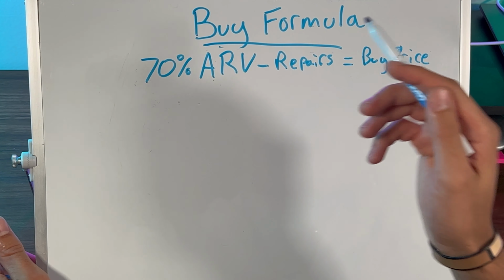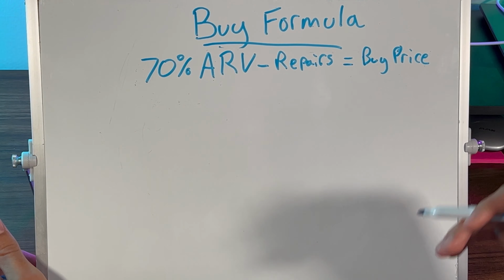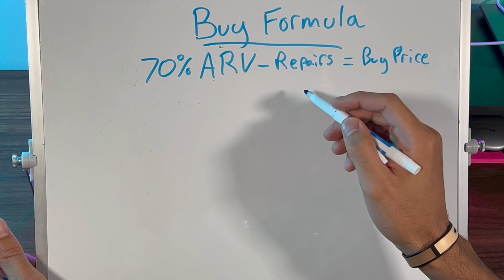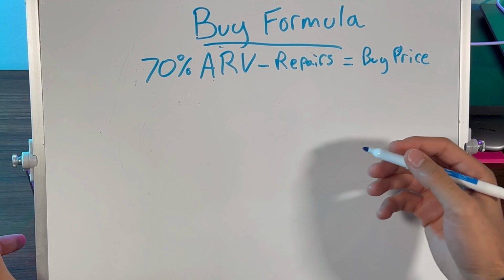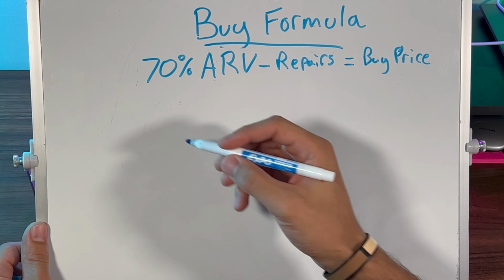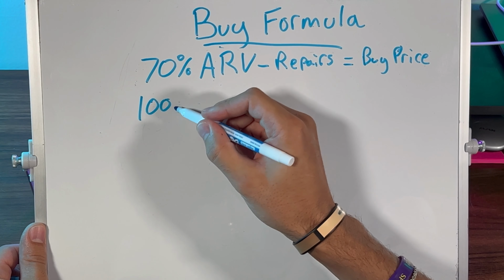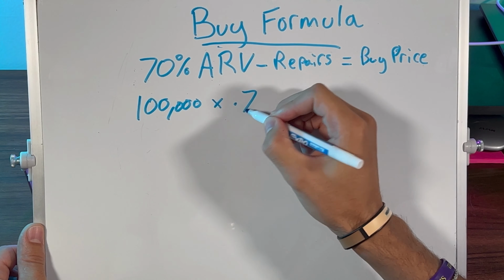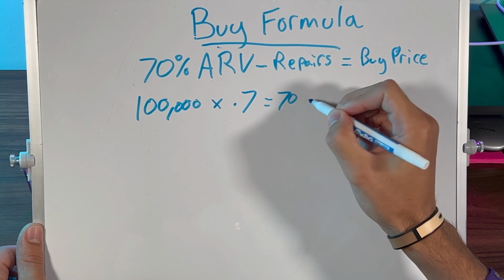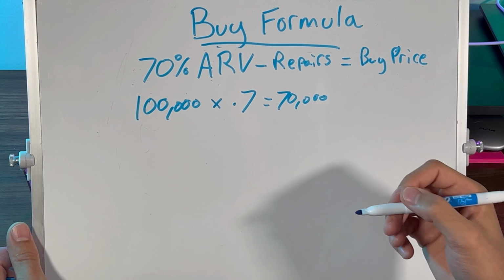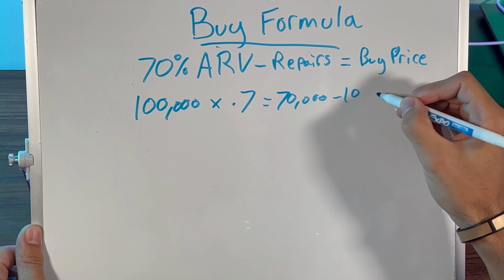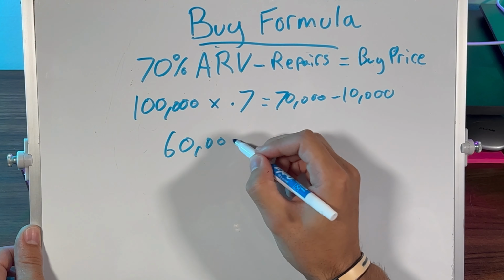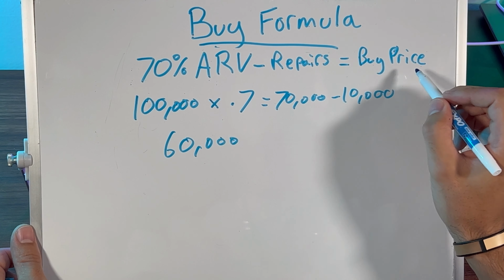All right, so again, we're going to go over the buy formula. So how much cash buyers are going to be willing to pay for your deals. So most cash buyers, again, pay 70% of the ARV minus the cost of repairs. That equals their buy price. So let's say you have a house that's going to be worth $100,000 when it's all fixed up. So you have the ARV of $100,000, and then 70% of that, you have to multiply it by 0.7, which equals $70,000. And let's say it needs $10,000 in repairs. So you minus 10,000, and that's going to equal 60,000. Now this is what the cash buyer is willing to pay for it.